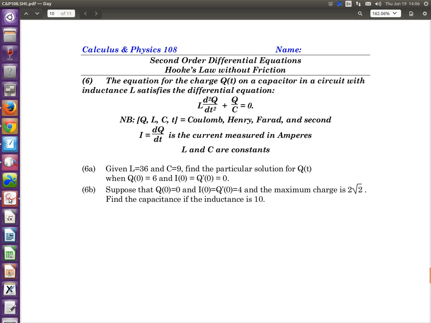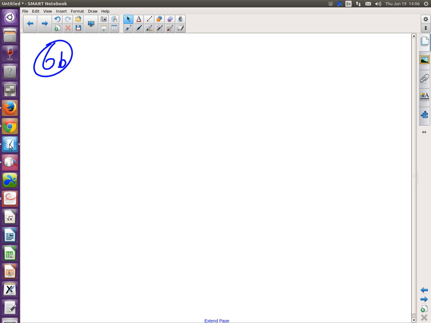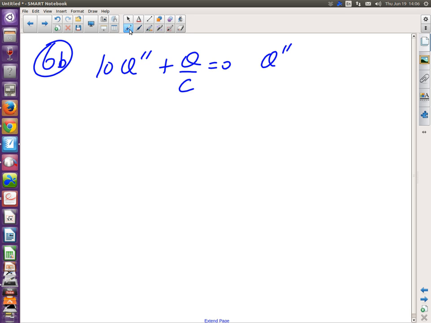All right, so what does that mean? Well, that means we're given L is 10, and we don't know C. We're going to figure it out. So if we divide by 10, we get this, because you know the general solution to this.